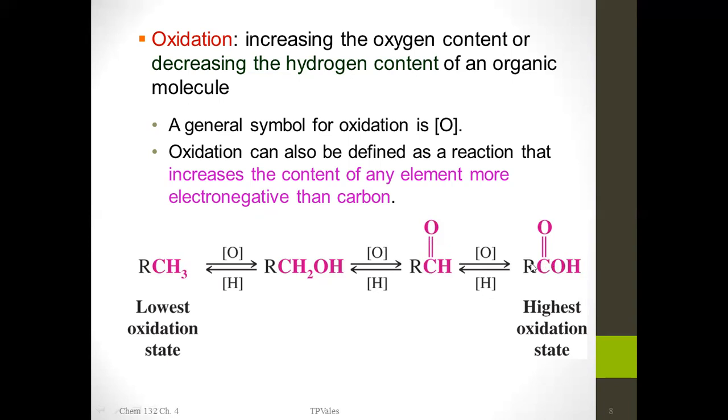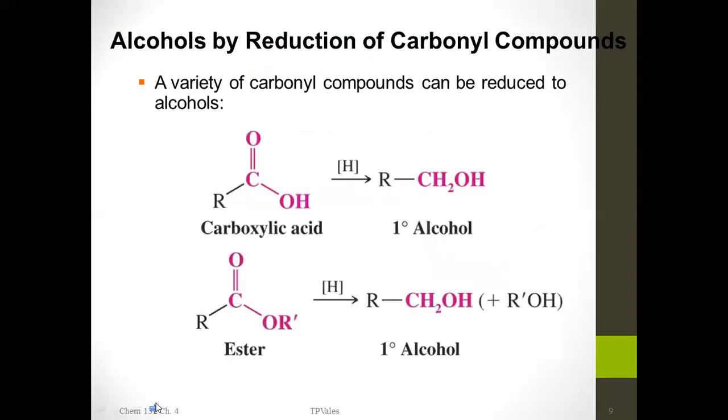And from here, from an aldehyde to a carboxylic acid, you will see that you have an increase in oxygen atoms in the structure, and this is also an oxidation process. So in general, from an alkane to an alcohol to an aldehyde and to a carboxylic acid, you have that oxidation process, and the highest oxidation state for your carbon can be seen when it is in the carboxylic acid state. So a variety of carbonyl compounds can be reduced to alcohol.